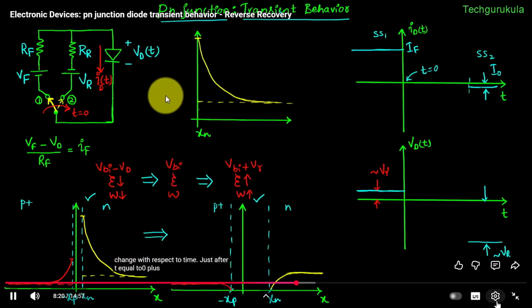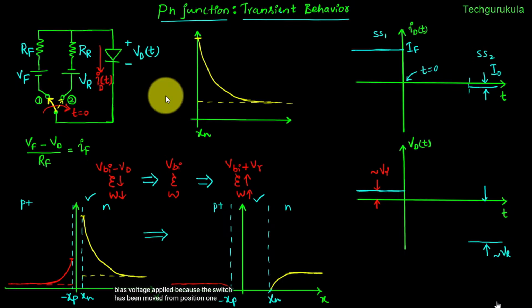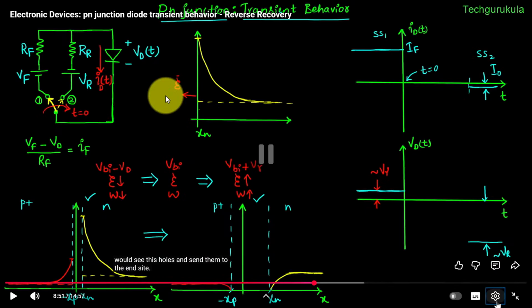Just after t equals 0 plus, there is no forward bias voltage applied because the switch has been moved from position 1 to 2. There is no external force to keep this injection of minority carriers happening. So now what happens is, the electric field in this depletion region is actually directed from the n side to the p side. And we have seen this electric field would increase as we allow time to increase, which means this electric field would sweep holes and send them to the n side. As a result, there are a lot of carriers available for the electric field to actually move. The electric field would be moving a lot of carriers across and sending them to the n side.